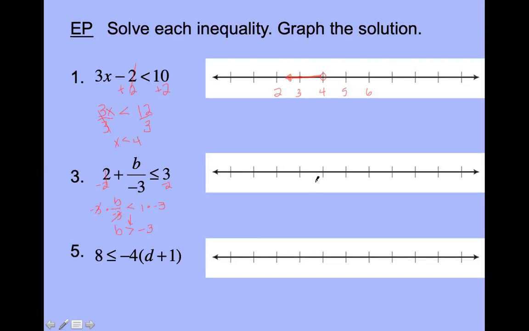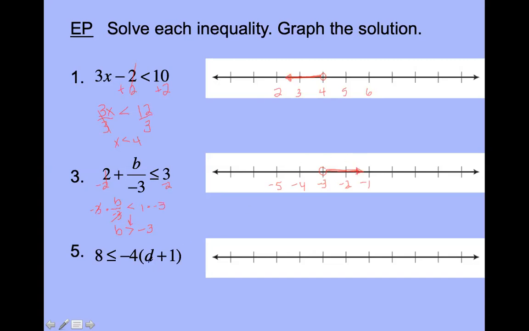I go to my number line, I'm going to put in a negative 3. I'm going to put in a couple digits to the right and to the left of negative 3 in the number line, just so the person looking at my work can tell what's going on. I put an open circle at negative 3. I'm looking for solutions that are greater than negative 3, so any number greater than negative 3 would be to the right on the number line. So I'm going to draw an arrow going to the right.